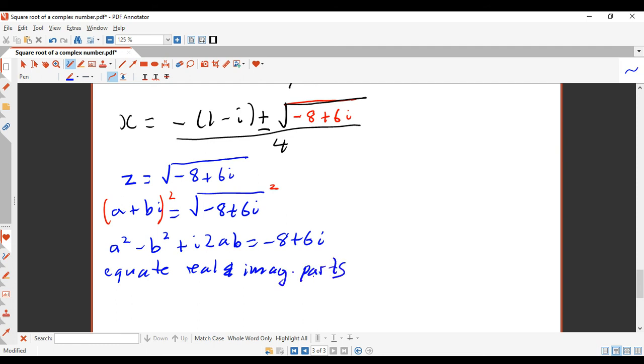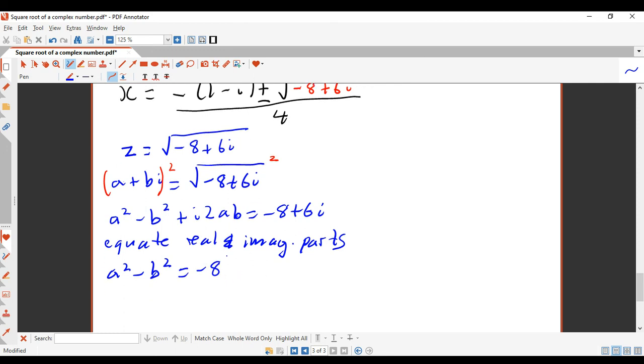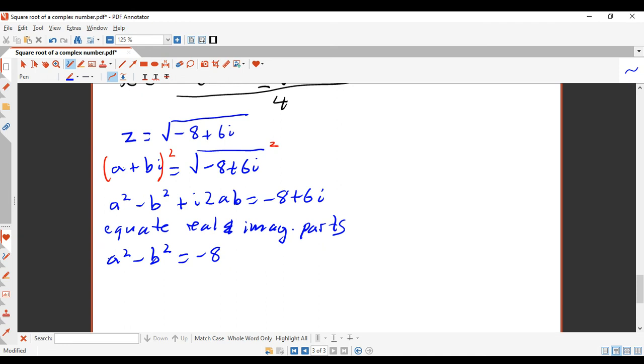Just abbreviate that. So it's going to give you a squared minus b squared equal to negative 8. And the other one, of course, is 2ab will equal to positive 6. So let's write that down. Now, that's equation 1, and ab equals 3 is equation 2.